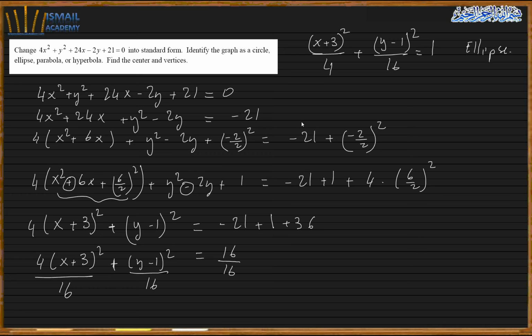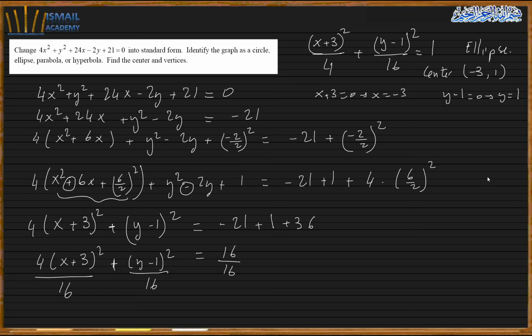So to find out the center of the ellipse, I just make this term equal 0. So x plus 3 equals 0, I will have x equals minus 3. And I make y minus 1 equal 0, I will have y equals 1. So the center is minus 3, 1.